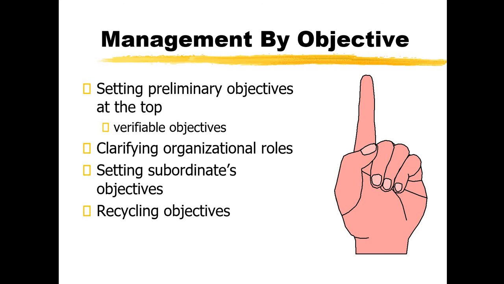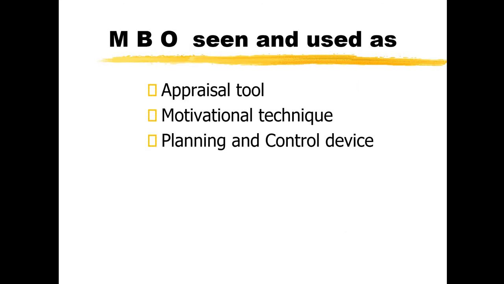And sometimes if you find that maybe the targets were unnecessarily high, or it's not going to happen with the existing resources, you will have to find out a way of either redefining the target or giving support so that the target is met. This review is referred to as recycling objectives. So this MBO, management by objectives, can be used as an appraisal tool. It can be used as a motivational technique and also as a planning and control device.